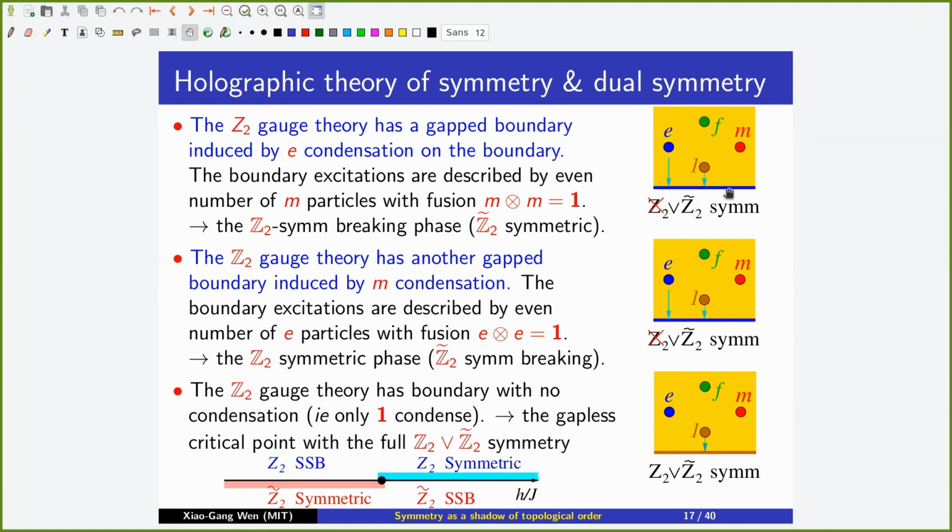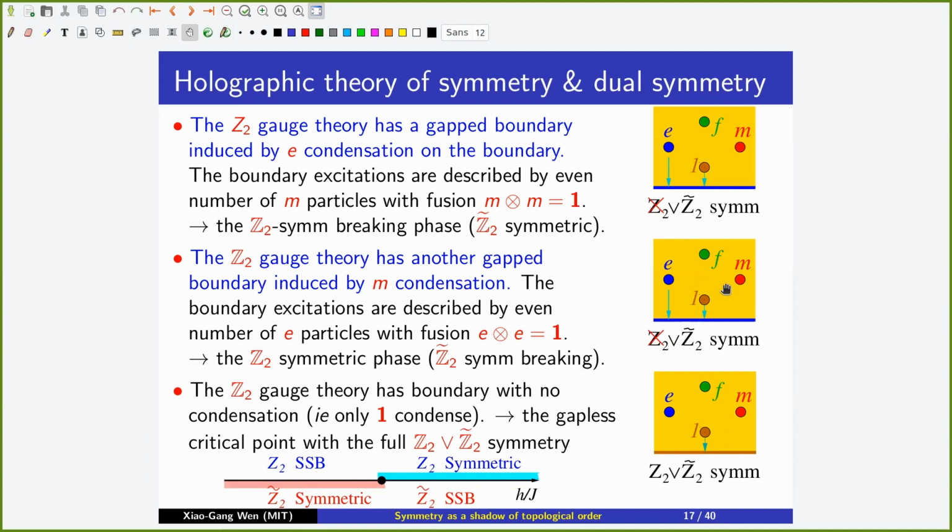And obviously, in this boundary, E is condensed. So E is absorbed at the ground state. This is very much like a spontaneous symmetry breaking state of this Z2 symmetry. The charge is absorbed by the ground state. And then M is the domain wall. The domain wall remains with a finite energy gap, as an excitation. So therefore, this E condensed boundary corresponds to the phase with Z2 spontaneous symmetry breaking, but the dual Z2 is symmetric.